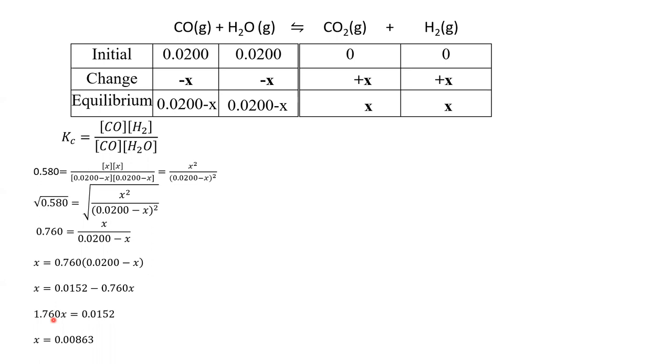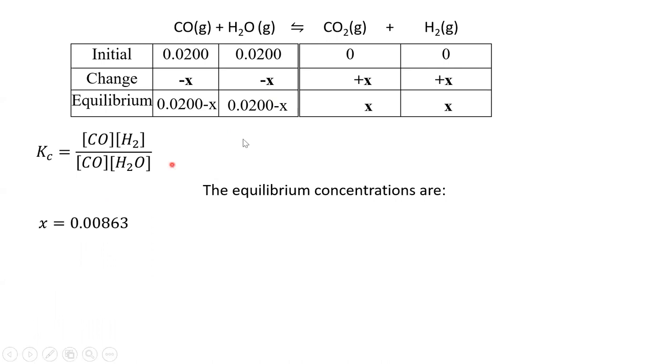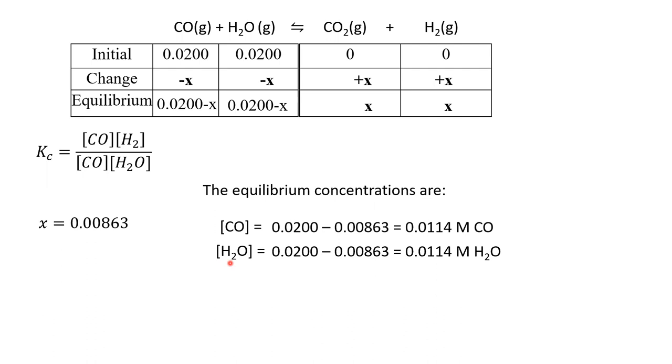Now, we haven't answered the question yet. We've solved for X, and in math, you solve for X and you've kind of answered the question. But what this wants to know is what are the equilibrium concentrations? So we want to actually identify them. So to calculate the equilibrium concentrations, well, the carbon dioxide is X and the hydrogen is X. And the carbon monoxide and the water are both 0.0200 minus X. So carbon monoxide is 0.0200 minus X. Hydrogen is actually the same thing. Carbon dioxide is X, and hydrogen is also X.